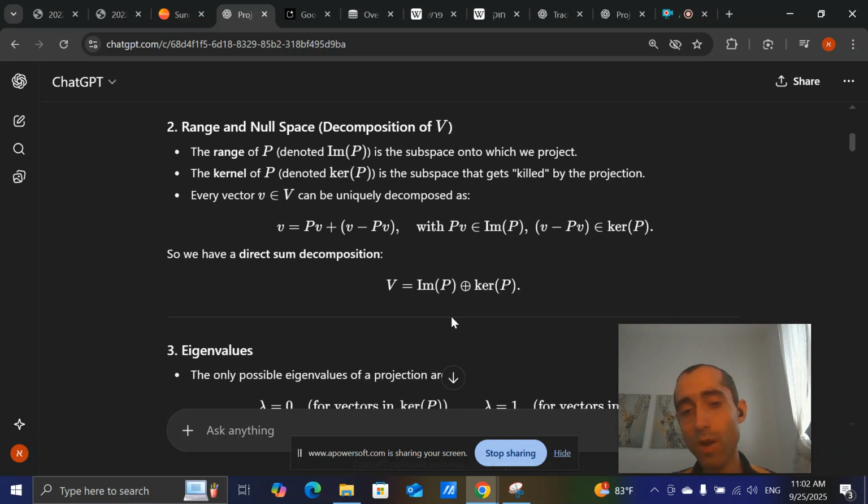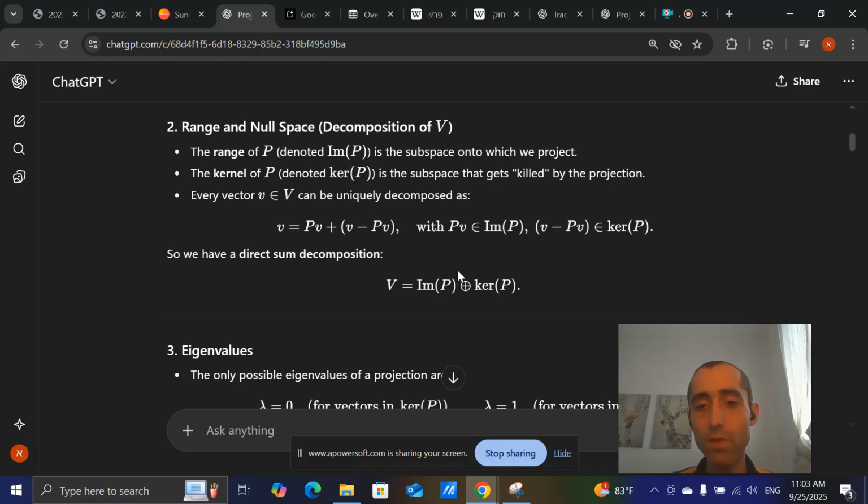Now there is another property: the projection transformation divides the space and creates an image and a kernel that, as you can see here, form a direct sum. Namely, there is no intersection between the image and the kernel of a projection transformation, and therefore you can uniquely divide each vector into two components, the image and the kernel of the projection. You can take each vector as PV, which is the image part, and V minus PV, which is the kernel part, since it goes to 0.